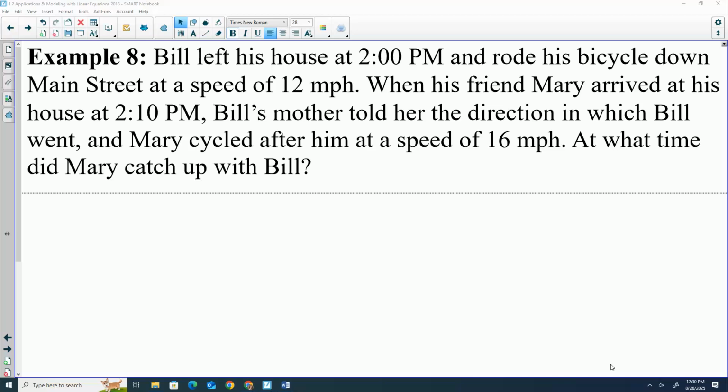Arrived at his house at 2:10 p.m. Bill's mother told her the direction in which Bill went, and Mary cycled after him at a speed of 16 miles per hour. At what time did Mary catch up with Bill? All right.